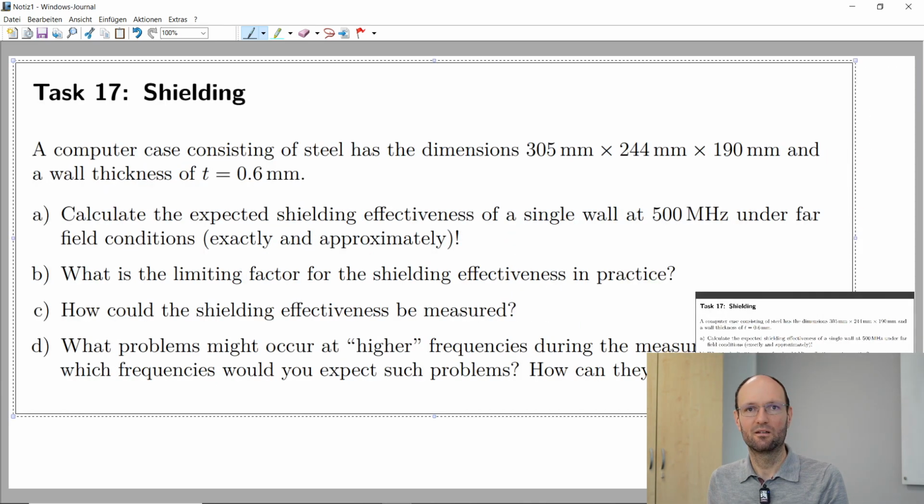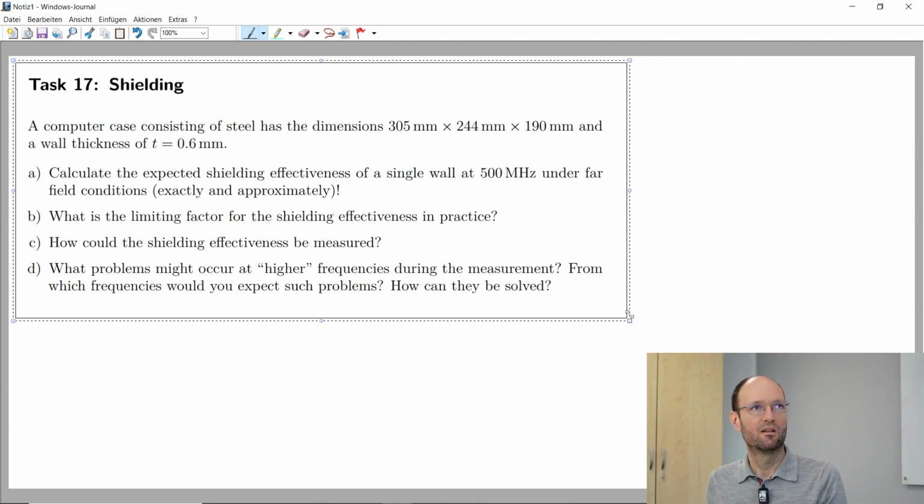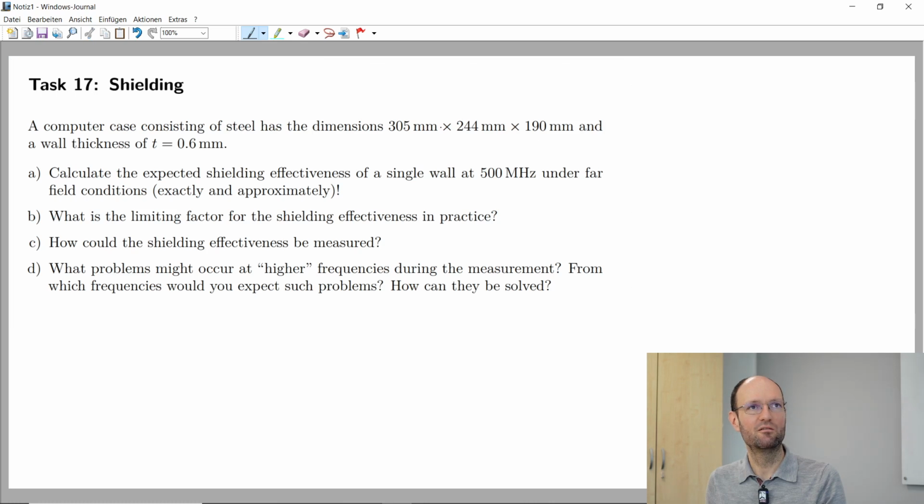And then we can have a look at this task and see, okay, it's about a computer case consisting of steel, and the dimensions are given, so it's like a usual larger kind of computer case, and the steel has a certain wall thickness of 0.6 millimeter. Okay, and so what we should do is calculate the expected shielding efficiency of the single wall at 500 megahertz.